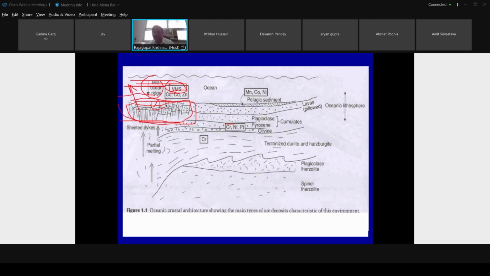Now let us come here, this box. Let us go to Kanishk. Kanishk or Kanak? Yes, sir. Kanak. What does this box tell? Sir, this is chromium, nickel, and platinum. Fine. So what does this box indicate? Pyroxene, plagioclase, olivine bearing cumulates. Sir. Where will you have this type of minerals in a cumulate environment? Where will you have? Hello.